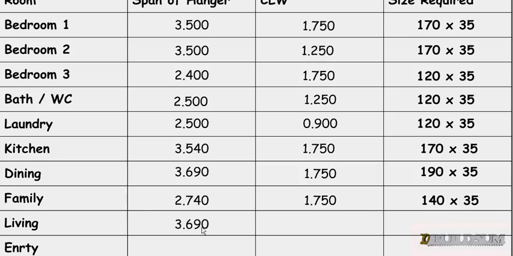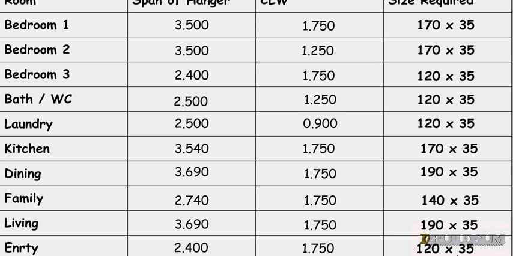And now we're starting to get some repetition going on. So this living room has the same span as the dining room, so we don't need to go back to the table. We can just use the same as what we used before. 190 by 35. And the entry is 2.4. Got a 2.4 up there and a 1750. So we can use the 120 by 35.